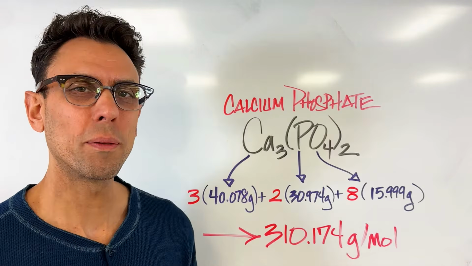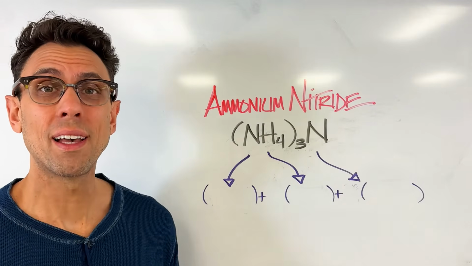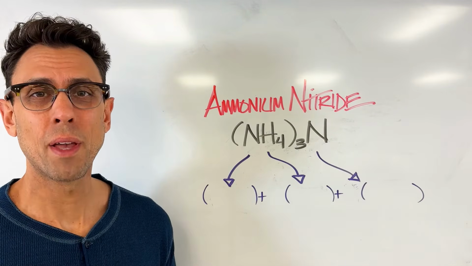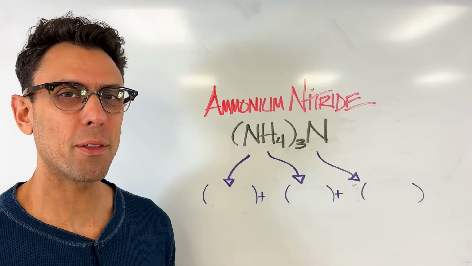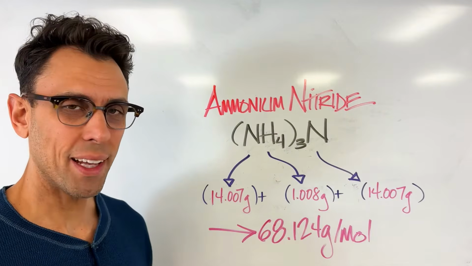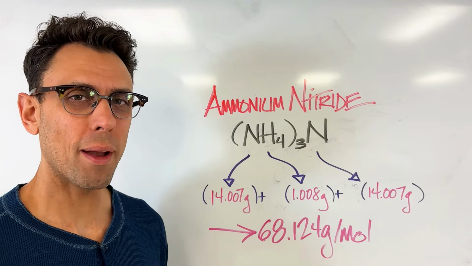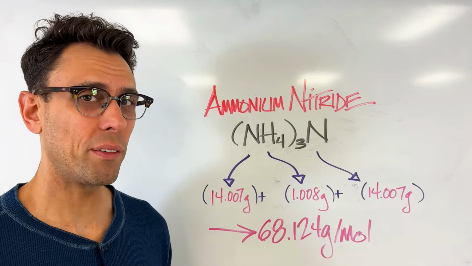Let's try one more. For our last problem together, I want you to find me the molar mass of ammonium nitride. When you're done and you've got an answer, come back and we'll go over the correct solution together. 1 mole of ammonium nitride weighs 68.124 grams. We get that number by using the same exact method we used in previous examples.